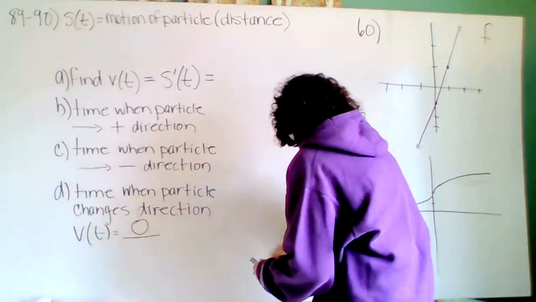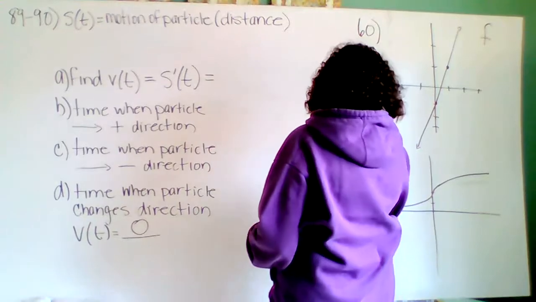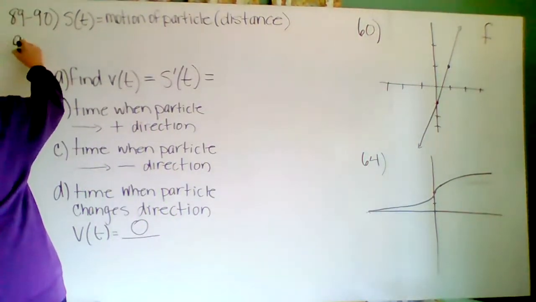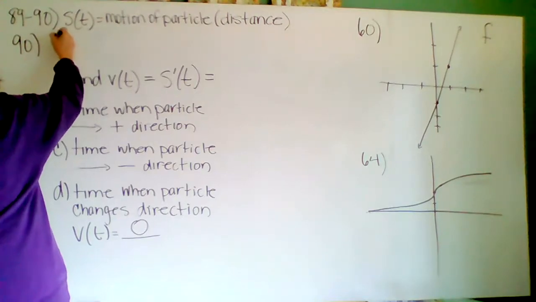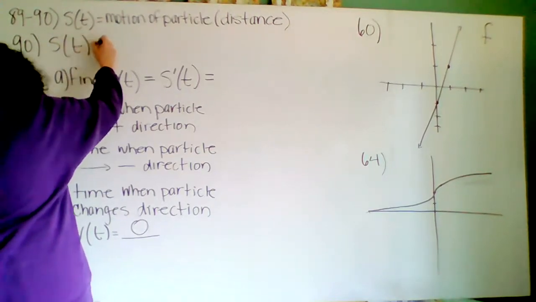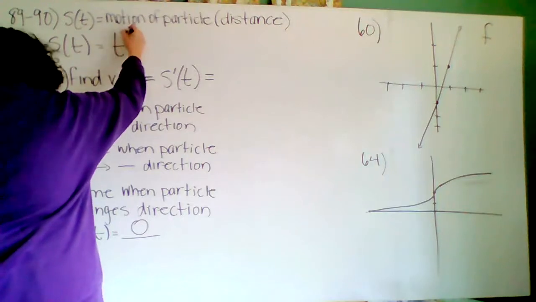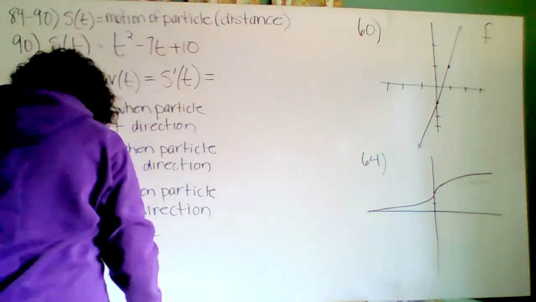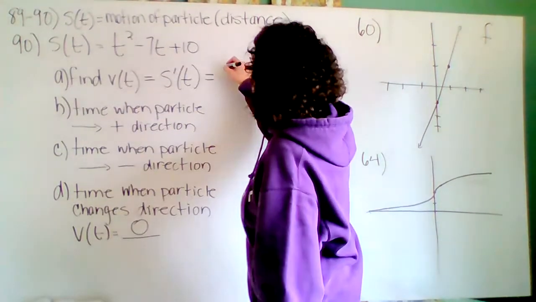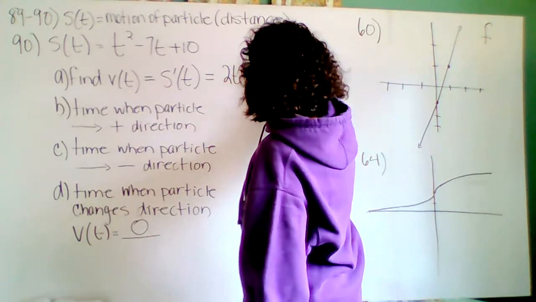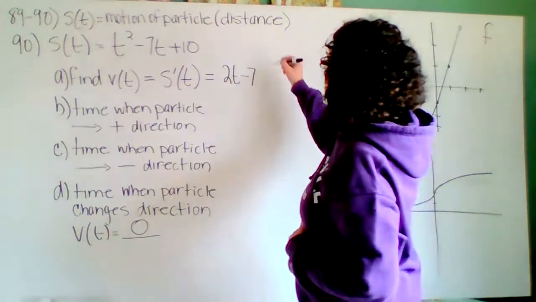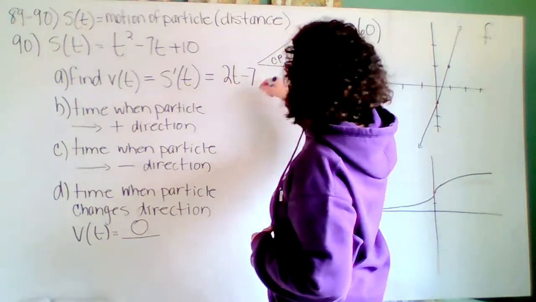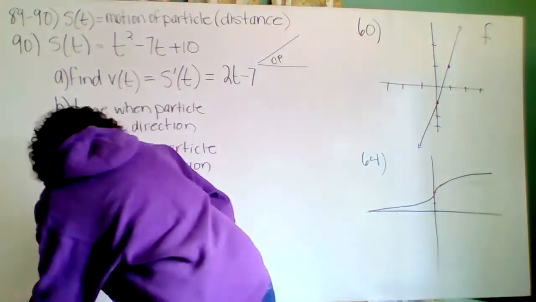Here we go. On number 90, it's just a new function. S of t equals t squared minus 7t plus 10. There we go. Okay, the velocity function would be 2t minus 7, right? So we want to know the critical points.